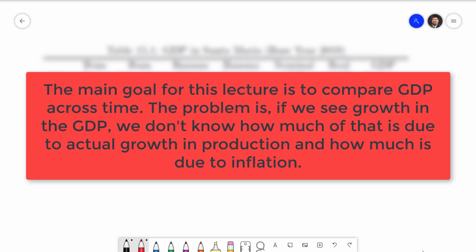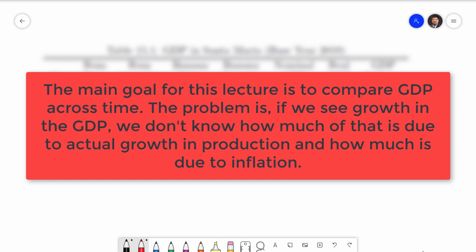In the previous video we defined the GDP as the market value of the goods and services produced within a country in a given period of time. However, comparing GDP across time presents a problem because the prices of goods change as well as the quantities. If GDP grows from one year to the next, it could be because total production increased, but it could also simply be that prices increased.